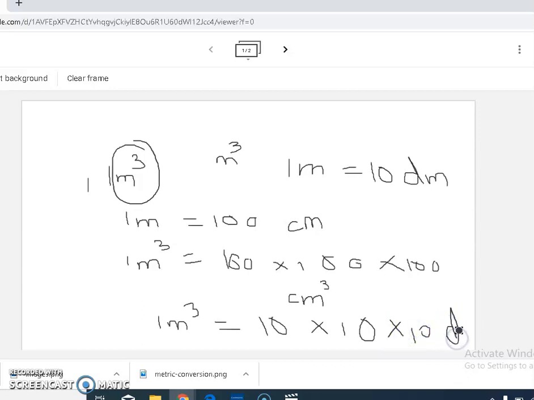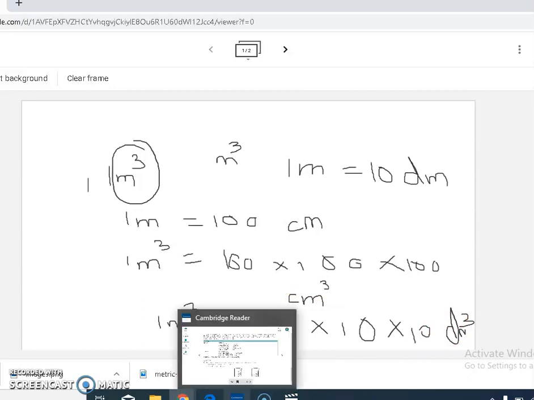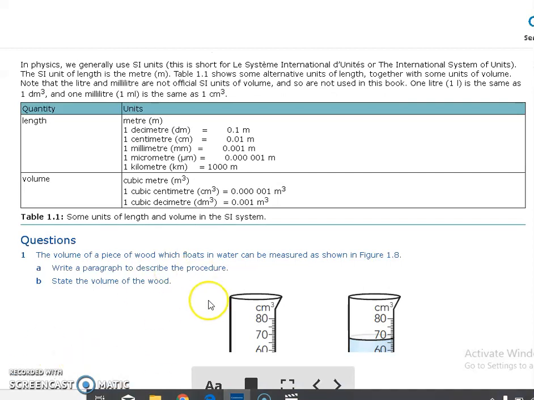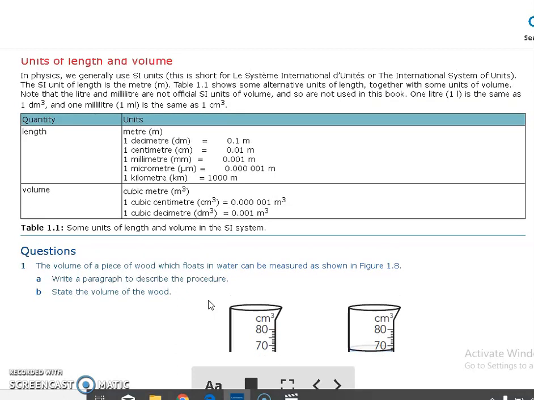Okay, so if we want to convert this decimeter cube to meter cube, it means we have to divide by this value. So this is how the conversion is. And next, you have to take a record. If you have a new record, you can take a new record, or if you don't have a new record, you can take an old record and you can start writing this lesson.